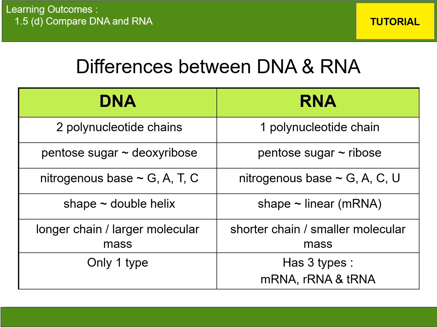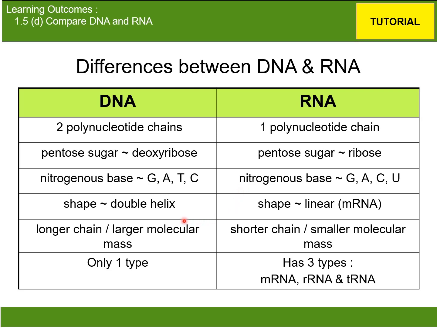Differences between DNA and RNA. DNA has 2 polynucleotide chains, whereas RNA has 1 polynucleotide chain. The pentose sugar of DNA is deoxyribose, whereas RNA has ribose as its pentose sugar. The nitrogenous bases in DNA are guanine, adenine, thymine, and cytosine, whereas the nitrogenous bases in RNA are guanine, adenine, cytosine, and uracil.